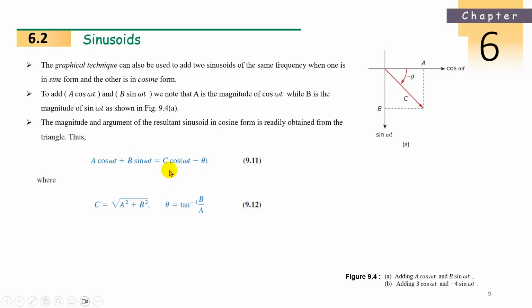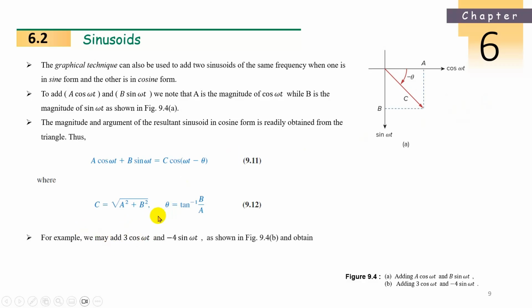C is nothing but the square root of A square plus B square. Now what is theta? How much is it lagging? It is tan inverse B by A. That's why it's minus theta, because it is clockwise. If it is anti-clockwise, it is plus theta.